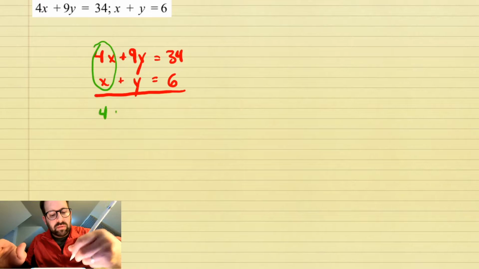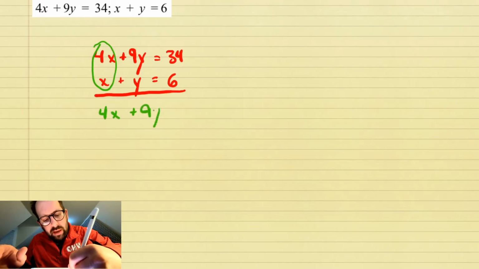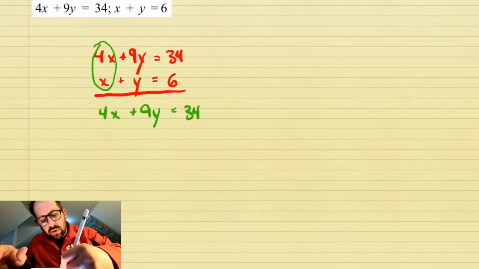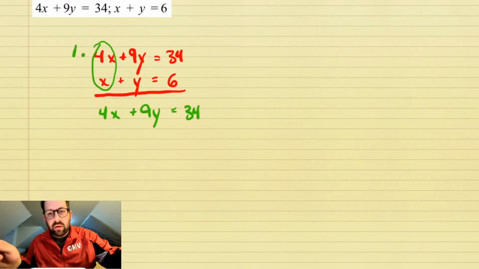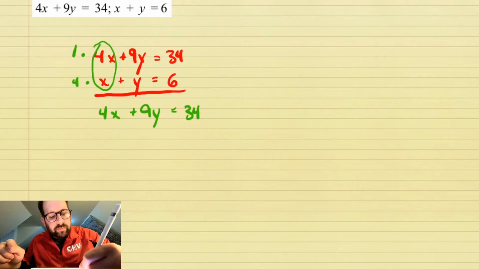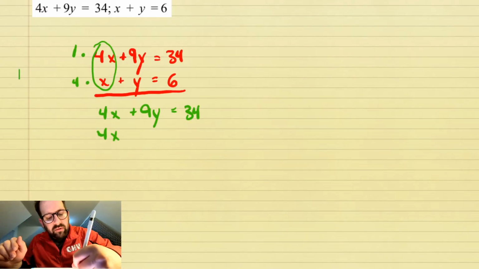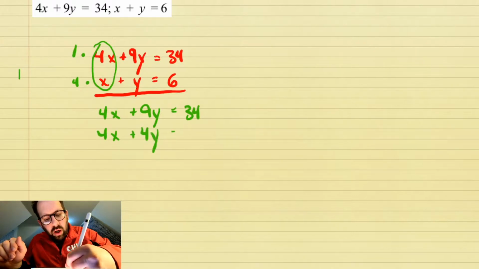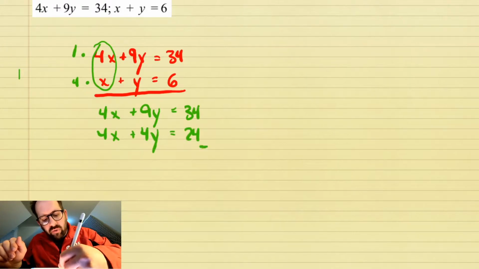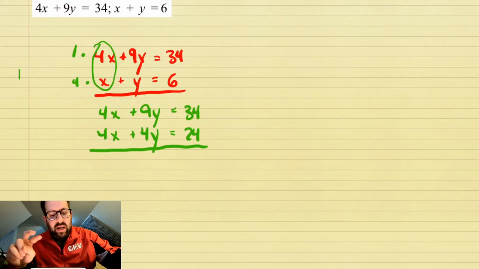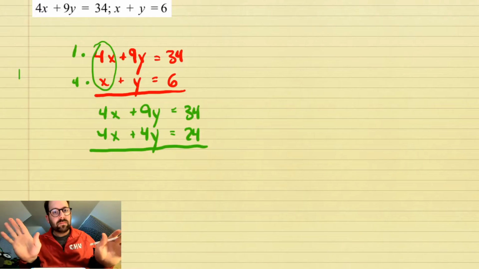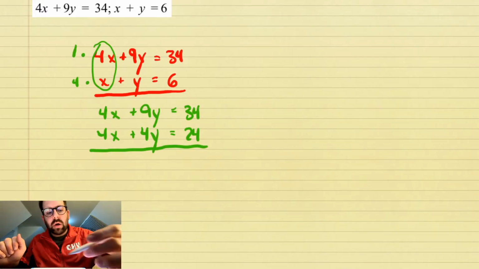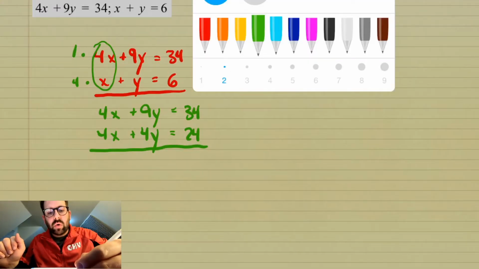I can make them anything I want, as long as I get them to be the same number. So I'm going to leave the top equation alone, because I'm going to multiply the top equation by 1. So I multiplied everything by 1 on the top row, and that turned out to be a 4, a 9, and a 34. On the bottom row, I'm going to multiply everything in the second equation by 4. So I'm going to get a 4x, a 4y, and a 24. That's multiplying everything in that second equation by 4. Now, why did I do that? My x's are now the same number. That's what we wanted. Now what we're going to do is change one of the rows to be negative.